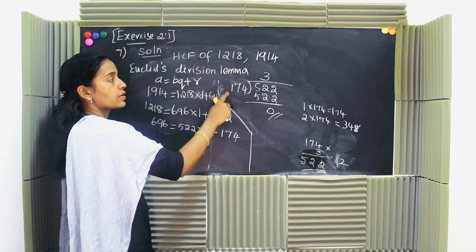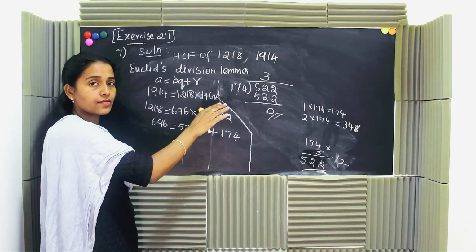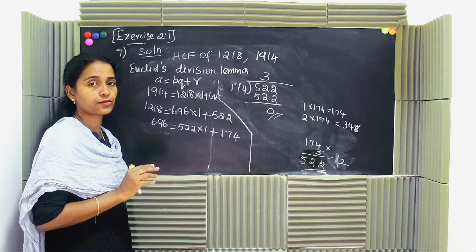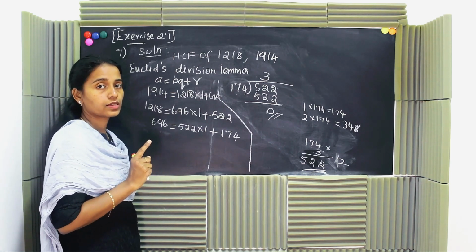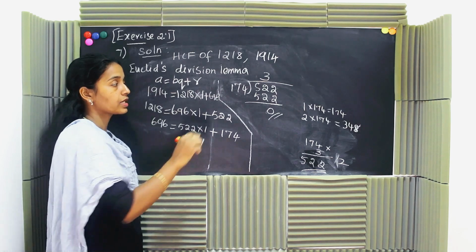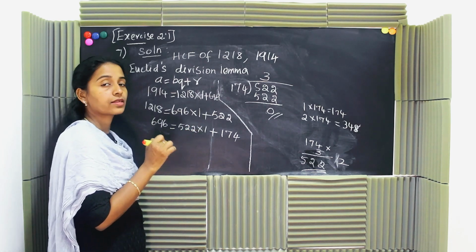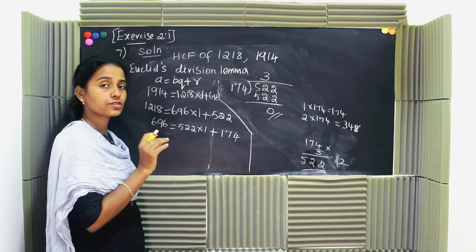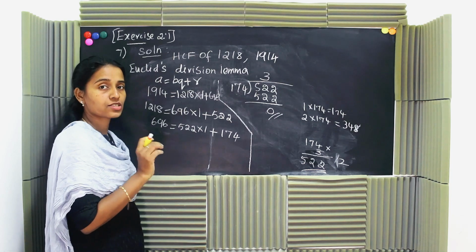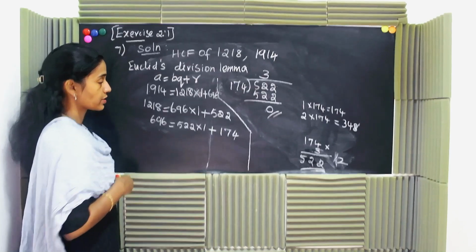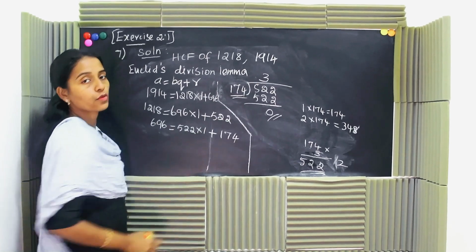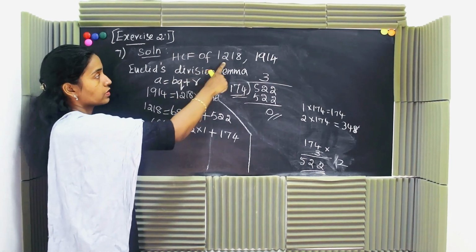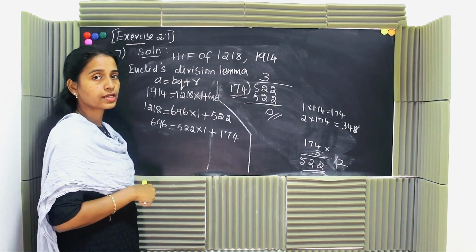At this stage, the number we have as the divisor is the HCF. That is the concept, right? I hope you are getting it. At the stage where we get the remainder as 0, the number we have as the divisor is called the HCF. So here, what is the HCF? 174, right? This is the answer for the HCF of 1218 and 1914.